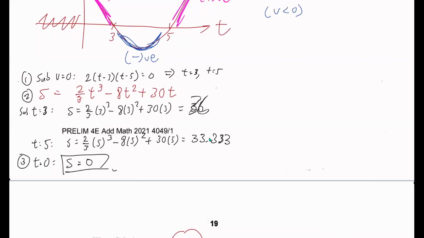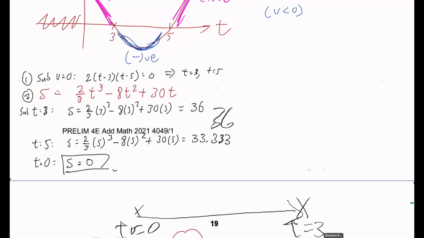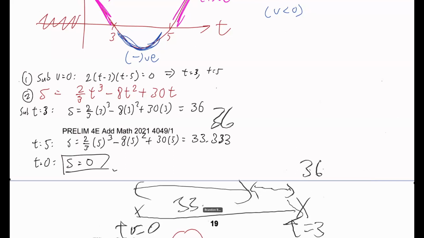Okay, now, you know what? There is no step 3. We just skip step 3, go to step 4. So plot a few points. s equal to 0 when t equals 0. Good. And here is t equals to 3, 36. Then will be here. Move back to 33.